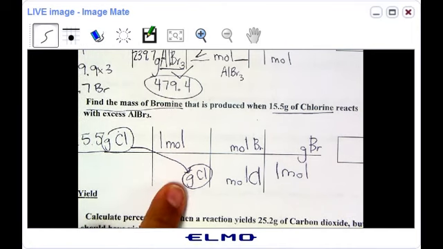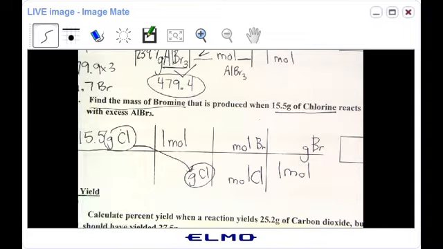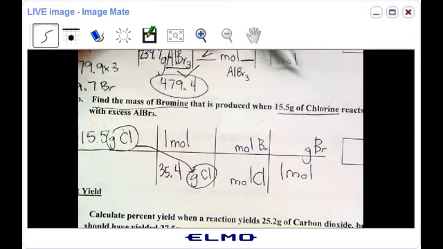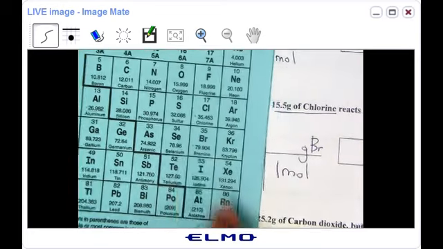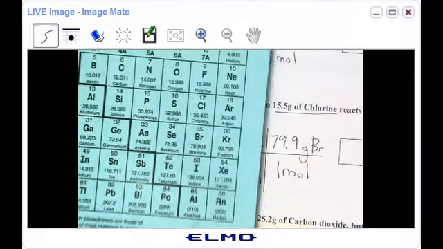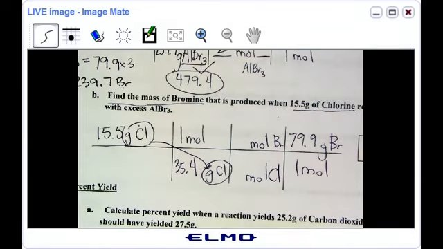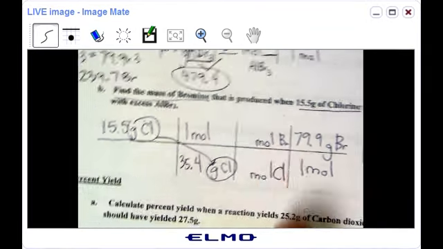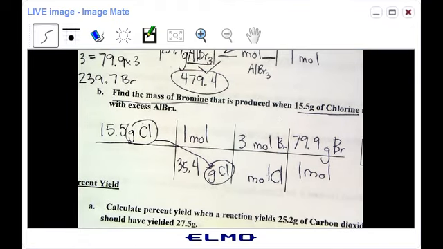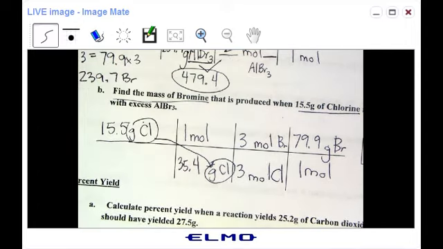How much does chlorine weigh? I go back to my periodic chart. 35.4. How much does bromine weigh? I go to my periodic chart. 79.9. To figure out the coefficients, you look at the very top equation. What is the coefficient for Br? You should see the number 3 in front of Br, and the coefficient for Cl, you should see a 3 in front of it.